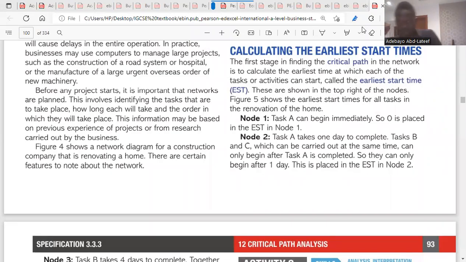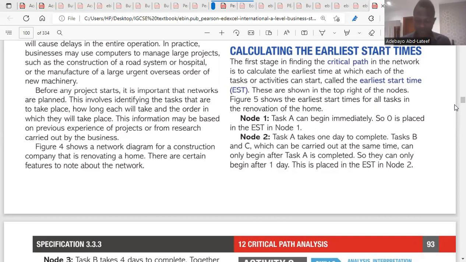So we'll continue with critical path analysis. Part of the way you can calculate critical path analysis is using the EST, the earliest start time. What do we use the EST for? When you're starting a project, you already have a network for that project. Each task has to be performed, and each task has its duration. So you use the EST to understand the time at which each task has to be performed. It shows how soon a task in a project can begin.